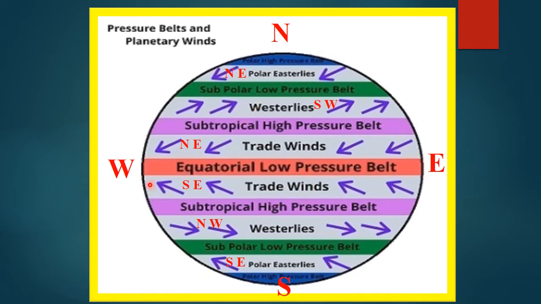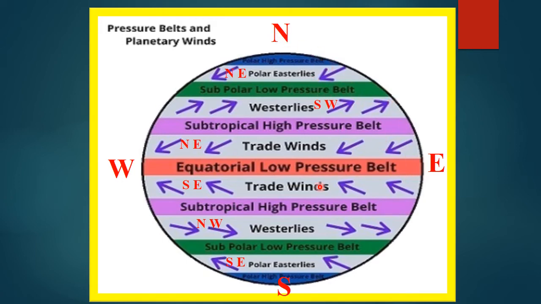And then if you go up, you can see winds blowing from the polar high pressure belts towards subpolar low pressure belts. In the north they blow from northeast direction, and that's why they are called polar easterlies. In the south you can see they are blowing from southeast direction, and because they are blowing from east, they are called polar easterlies.